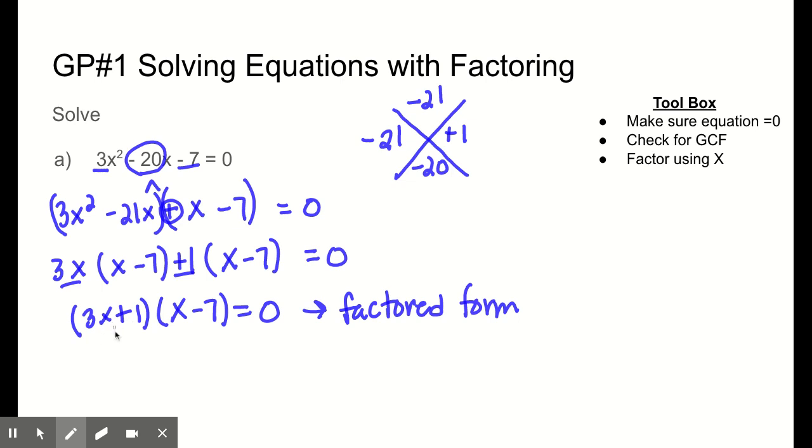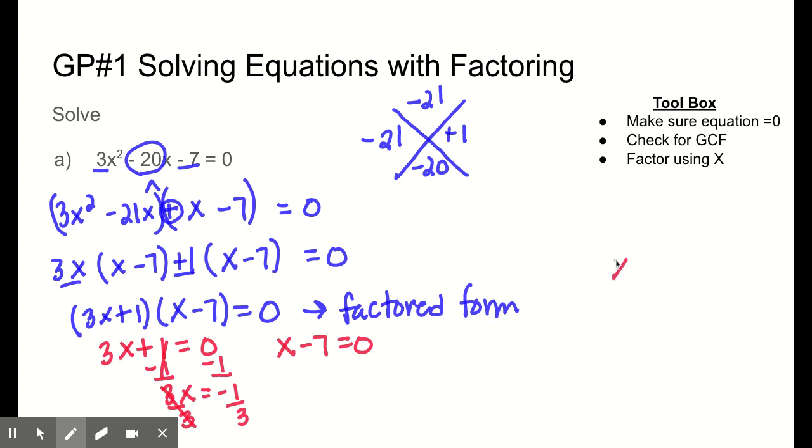So remember, if these two multiplied together equals 0, then one or both of our factors have to equal 0. So from here, we're going to use the zero product property. We're going to set each of our factors equal to 0 and solve for x. So for 3x plus 1, we have to subtract the 1 on both sides. That's going to give us 3x equals negative 1. Then we will divide both sides by 3, and we will get x is equal to negative 1/3. For the second one here, x minus 7 equals 0. We add the 7 to both sides, and we get x equals positive 7.